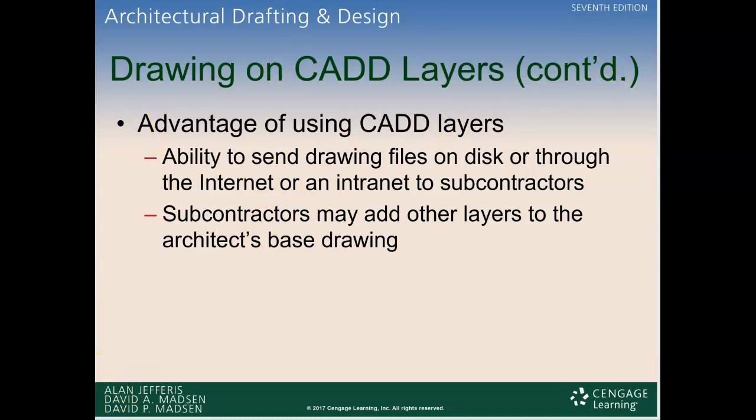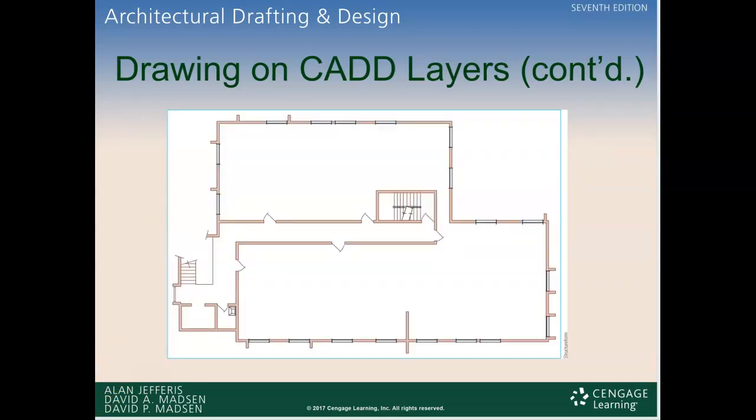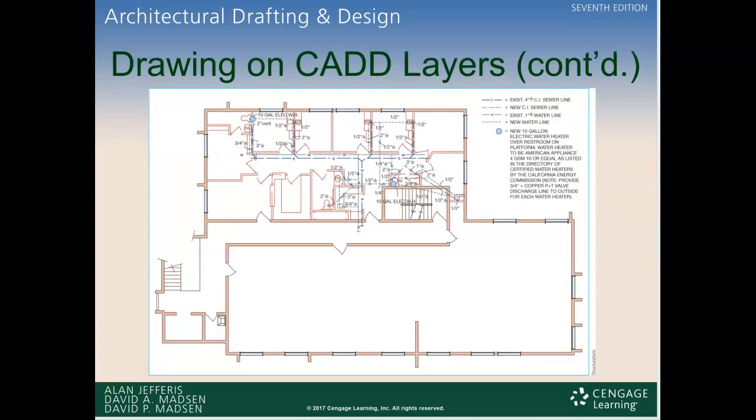An advantage of using CAD layers is the ability to send drawings or files on disk through the internet to contractors. Here's kind of how we proceed. We're going to start with just the basic walls. It's a simple layer here. Maybe the walls and windows are on, and the door system's on, and the stairs are on. We add more information separately, which is the dimensions, some details, and then also some notes.